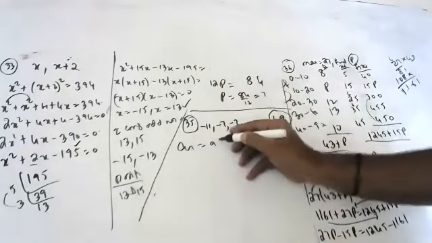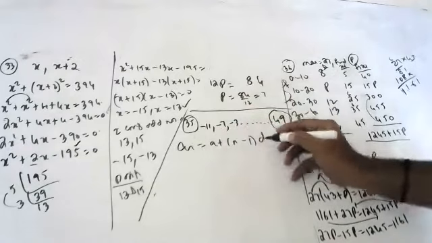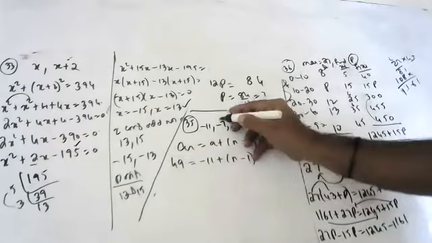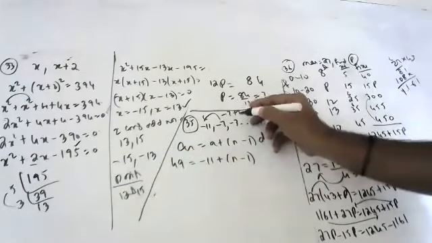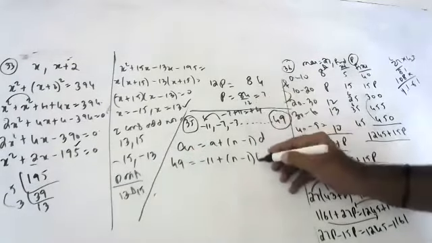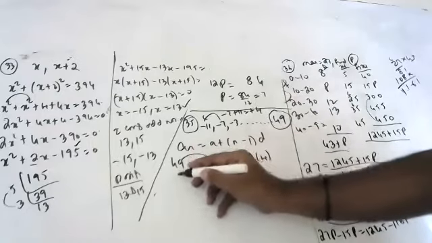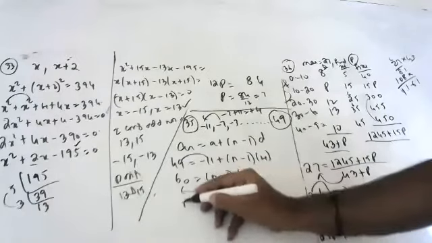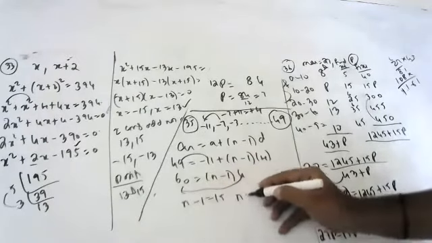An is equal to a plus (n minus 1) into d. 49 is equal to minus 11 plus (n minus 1) into 4. This comes here: 60 is equal to 4(n minus 1), so n minus 1 is equal to 15.